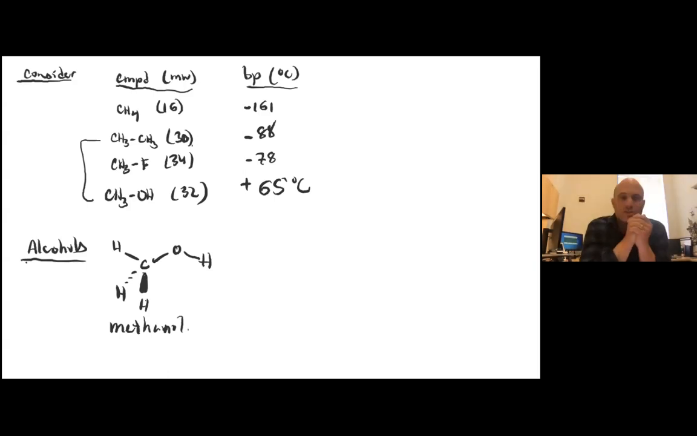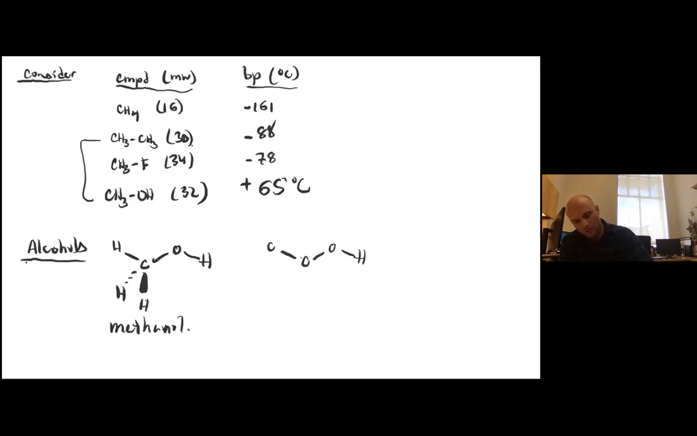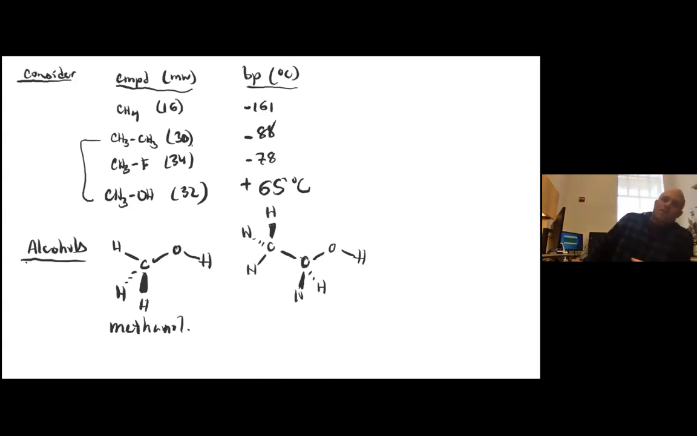Methanol is just replacing one of the hydrogens in water with a methyl group. Ethanol is replacing with 2 carbons. Okay. So ethanol is the alcohol you drink. Methanol is the alcohol you don't drink.